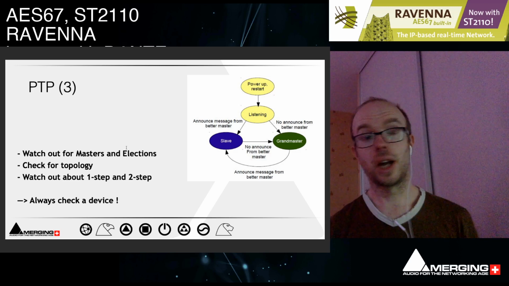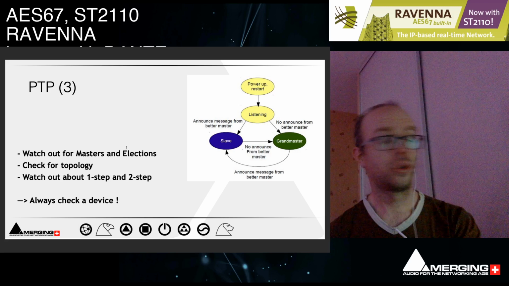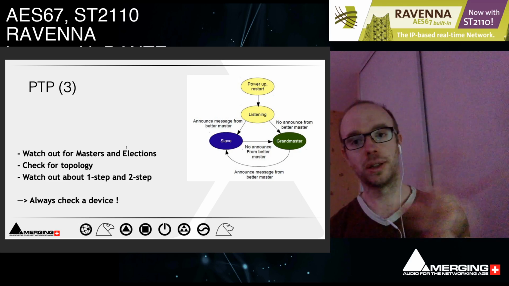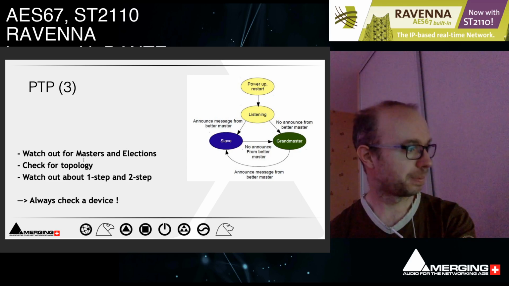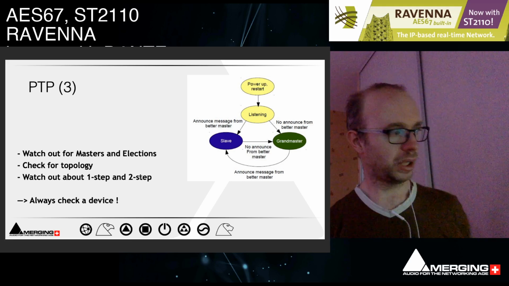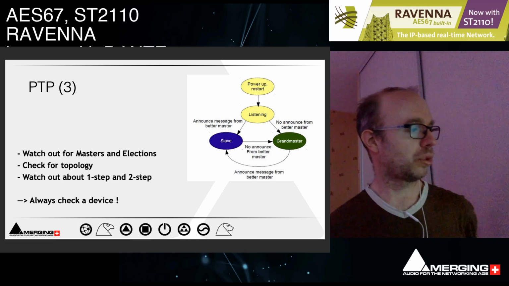I will show you how to do that right after. You also have to check for topology, and better have a master that is near the root of your network, so that you have passes that are mostly the same everywhere. And look at 1-step and 2-step. And this one we will see a little more tomorrow when we do captures on Wiretrack.